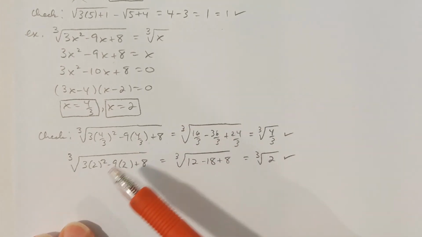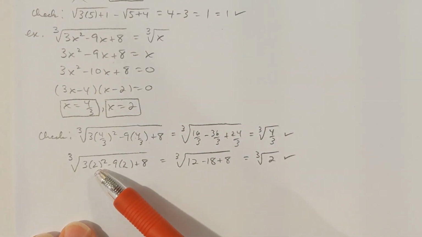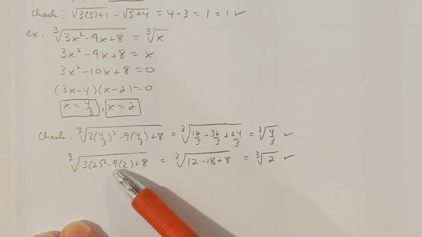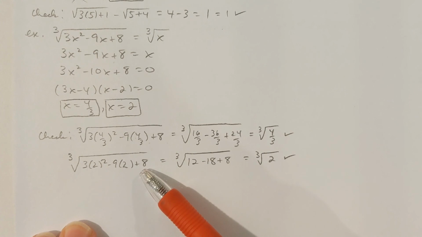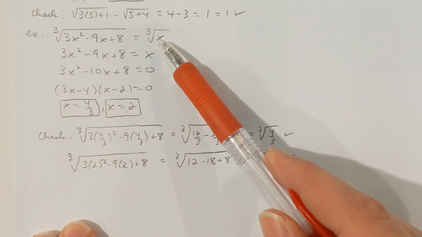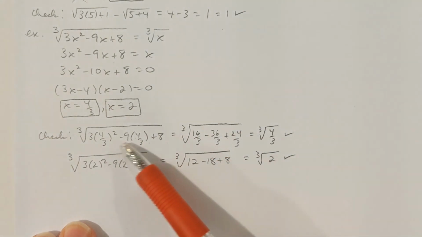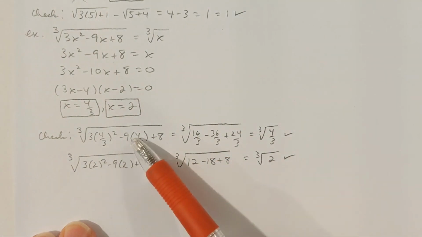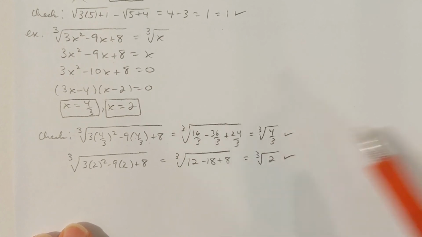So if I plug in 2, for instance, 2 times 4 is 8, 2 squared is 4, times 3 is 12, minus 8, minus 15 is negative 6, plus 8 is 2, so I get the cubed root of 2, which is what I would have there on the right. Here's also the check procedure for when you plug in 4/3. You can see I've gone through the calculation there also.